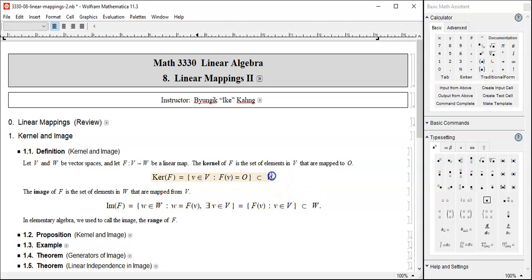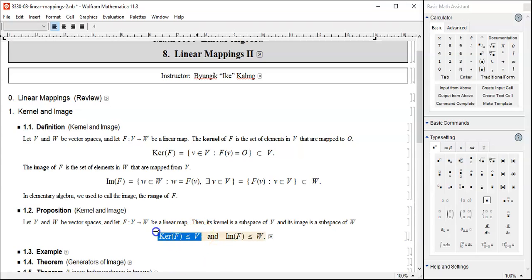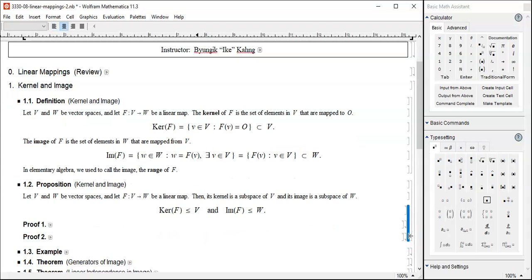And we proved that kernel is a subspace. We did this. And then we have yet to prove that image is a subspace. So this is the image set at this moment. And soon we are going to call it image space because we are going to prove this is a subspace shortly. Okay, how do we prove it?